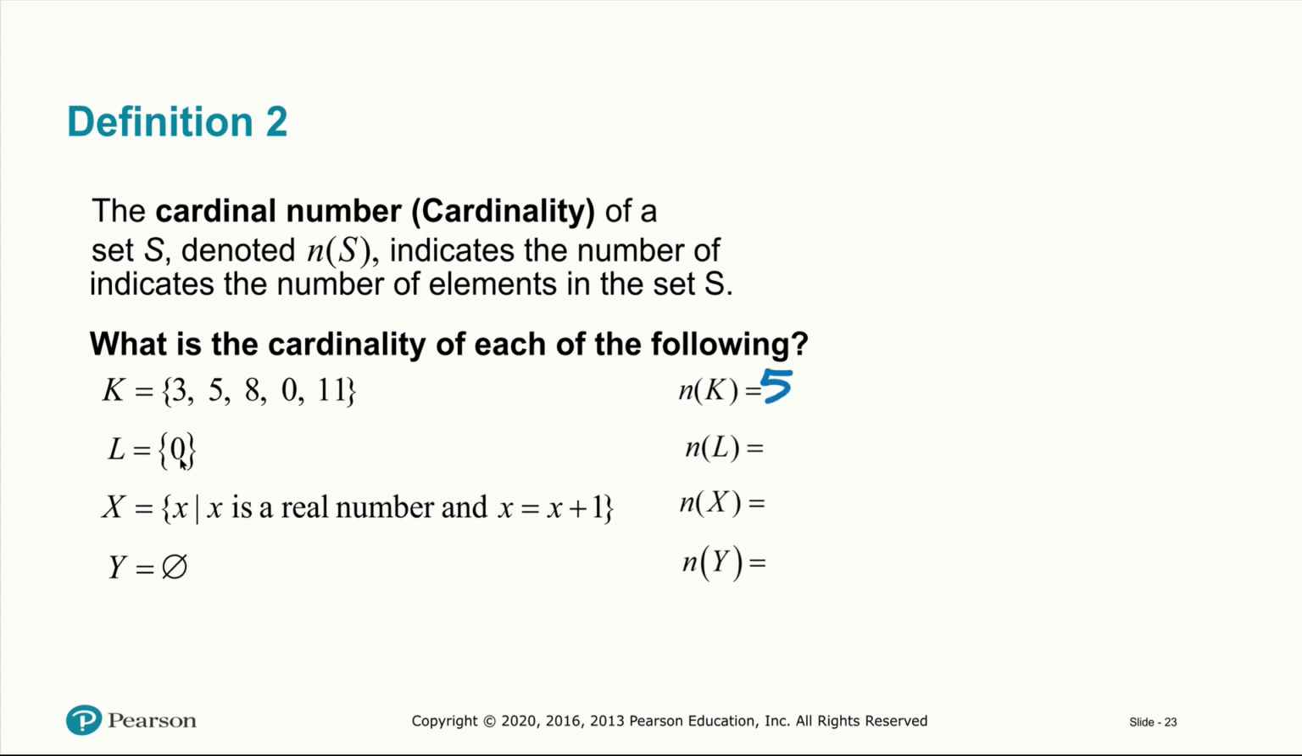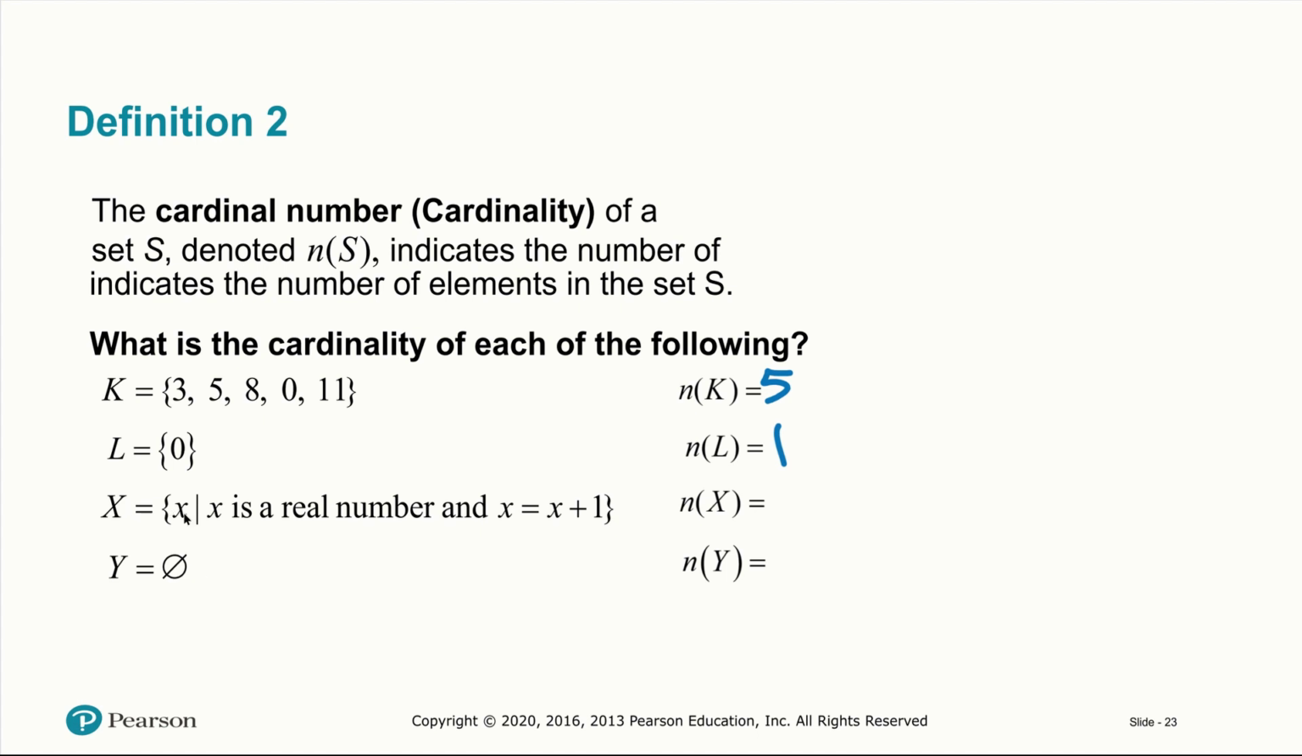How about this set containing the element 0? Now, a lot of students incorrectly think, oh, this one has no elements. Yes, it does. 0 is as important a number as any other number. Yes, it is one element and it is the number 0. So the cardinality of L is actually 1.